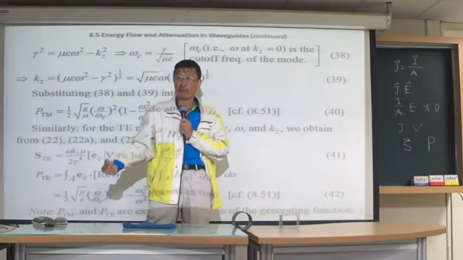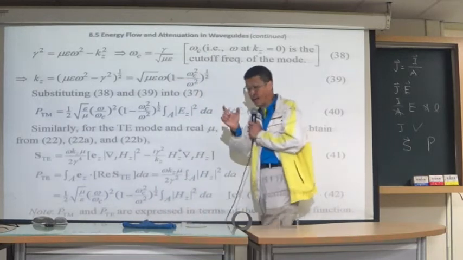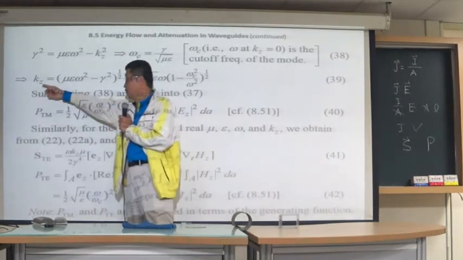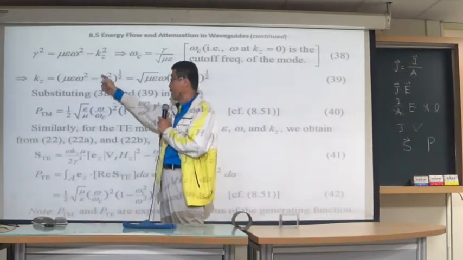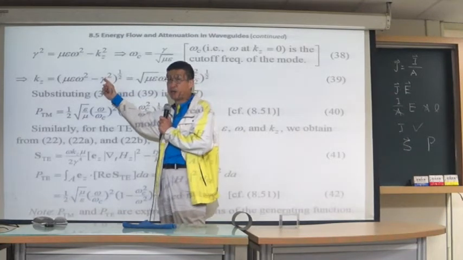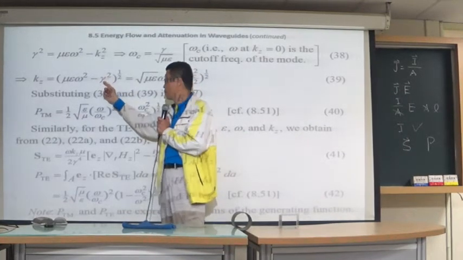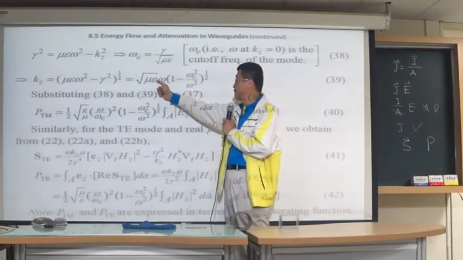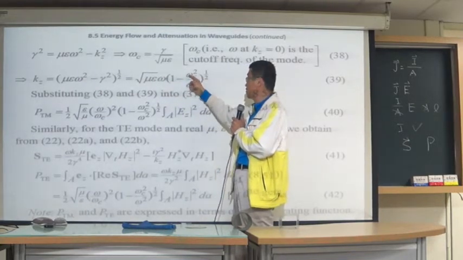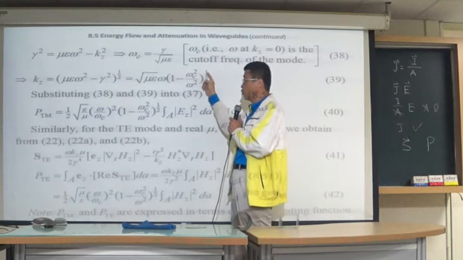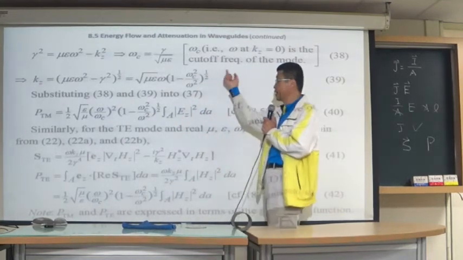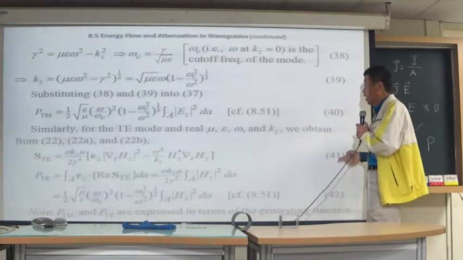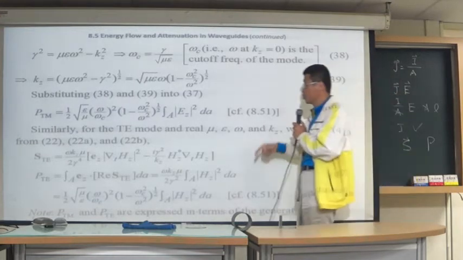Both depend on the lens. So actually, kz can be determined from here. Keep this in mind: gamma is the eigenvalue, and it has been quantized. So we can rewrite this into square root of mu epsilon times omega times (1 minus (omega c over omega) squared) to the power of 1 over 2. And we can substitute equations 19, 39 and 38 into 37.